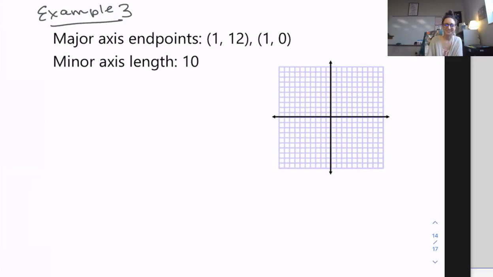All right, I'm going to force a pause on your screen. Can you copy what I have? And then we'll do this one together. Okay, so I have that the major axis endpoints are at 1, 12 and 1, 0.